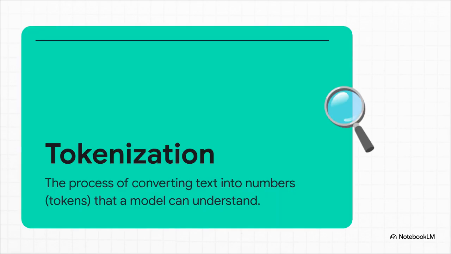Now here is a really core concept. These models, they don't understand words like cat or house the way we do. They only get one thing, numbers. So all of that text we just gathered has to be converted into a numerical format. And that process is called tokenization. Let me show you what I mean.